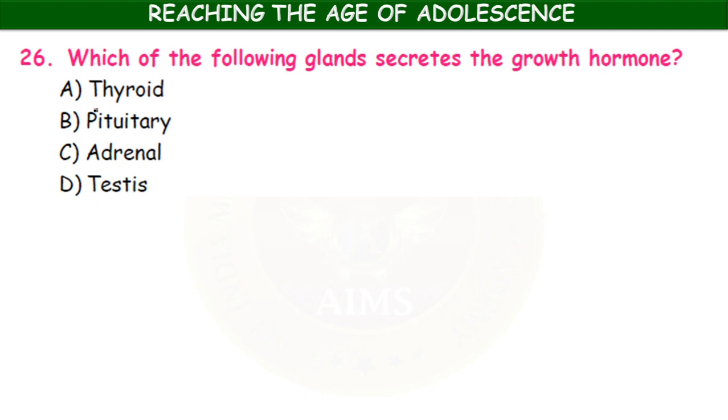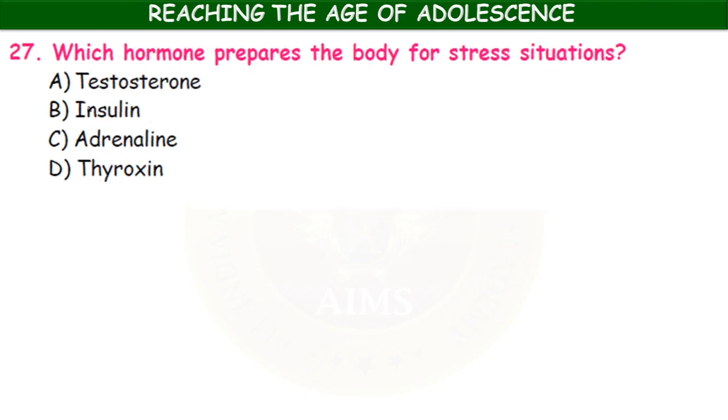Which of the following glands secretes growth hormone? Thyroid, pituitary, adrenal, testis. Growth hormone is secreted by the pituitary.